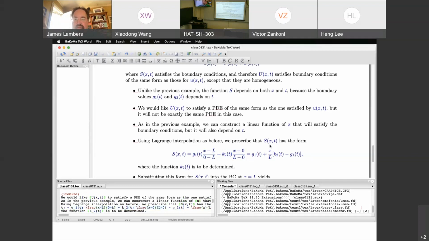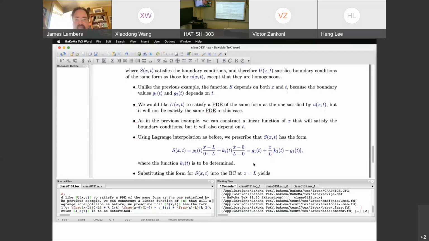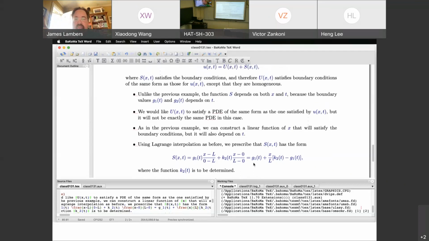So you can see that if I plug in x equals 0, I'll get g1. And if I plug in x equals L, I'll have this simplified to 1, I have cancellation, and I'll get k2. So the idea is we're now going to use the second boundary condition at the right endpoint to figure out what k2 should be. Questions so far?